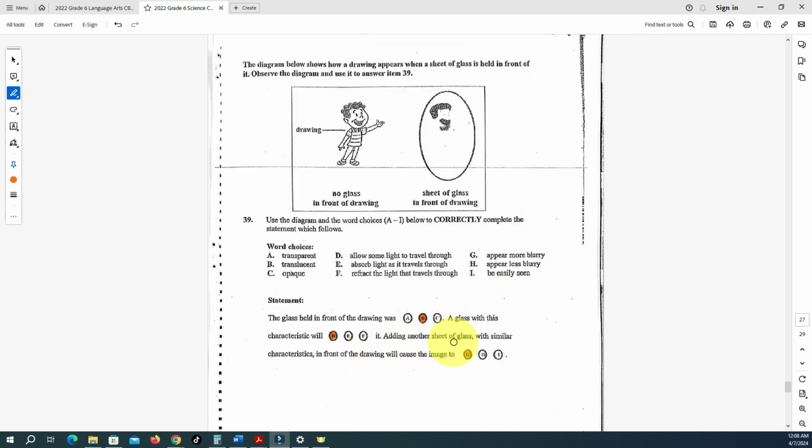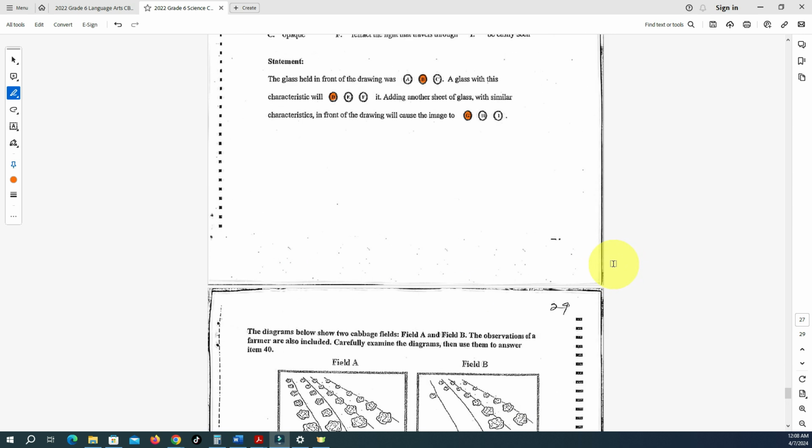And adding another sheet of glass with those same characteristics, which is the translucent, it will actually, I would say, even appear more blurry. So I chose those. Tell me what you think, right?